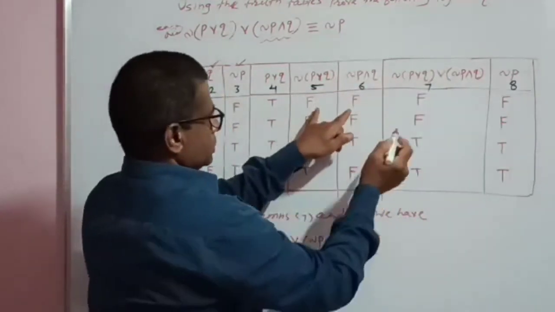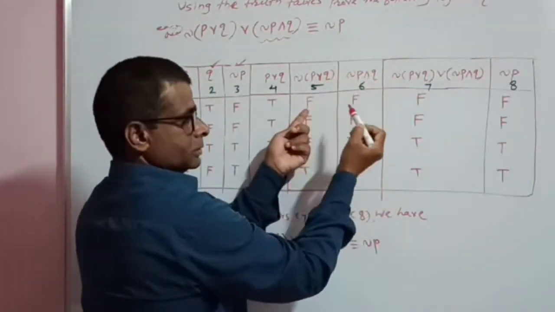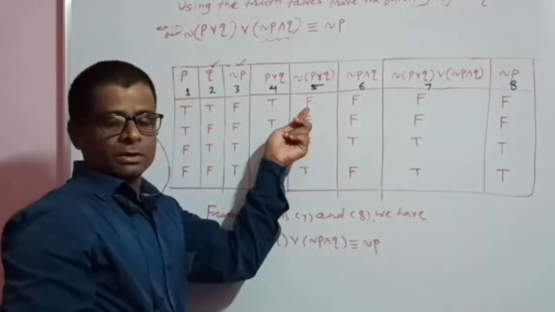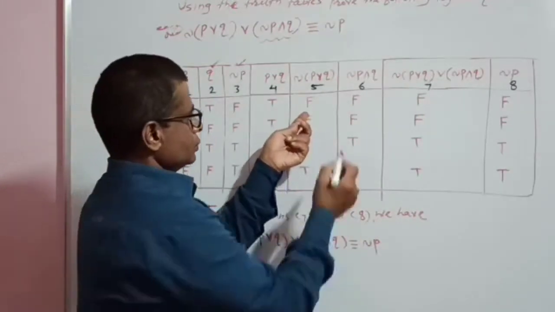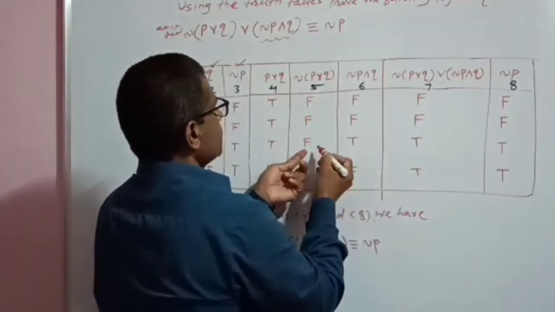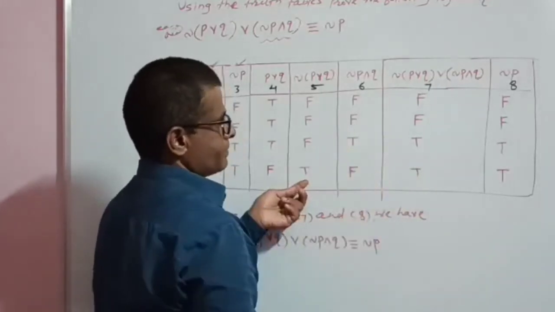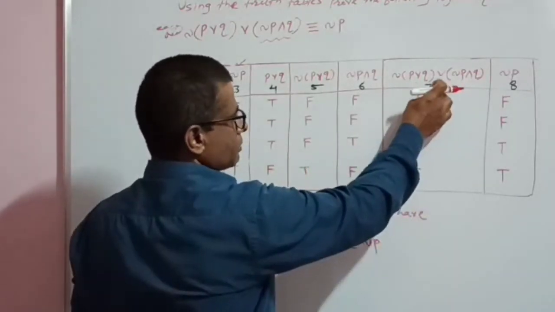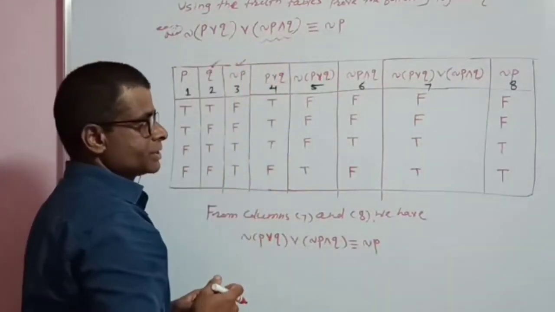So the disjunction between column number 5 and 6. The disjunction is true if both are true or any one of the two statements is true. So F disjunction F is F, F disjunction F is F, F disjunction T is T, T disjunction F is T. So the column number 7 gives the truth values of the left hand side statement pattern.